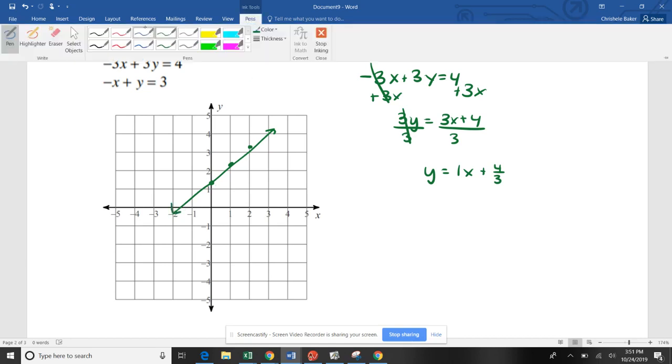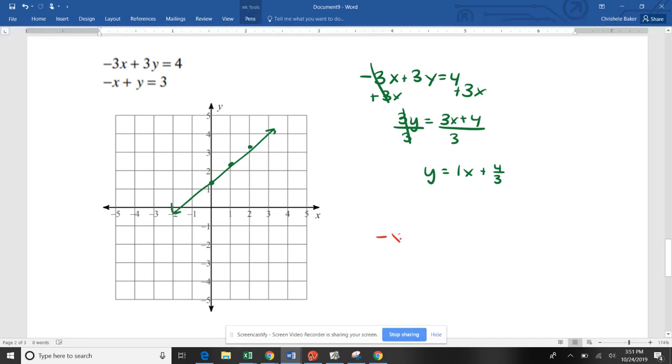Okay, second equation. Add x to both sides. Y is equal to x plus 3. So that's my slope of 1 again. And these lines are what we call parallel.